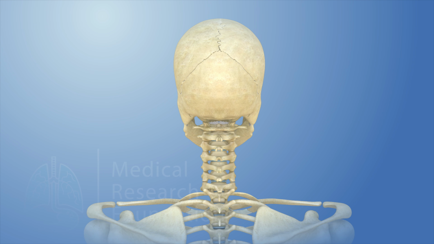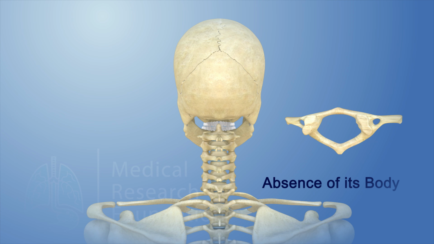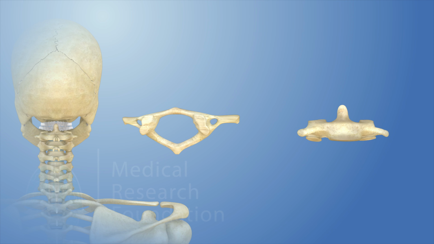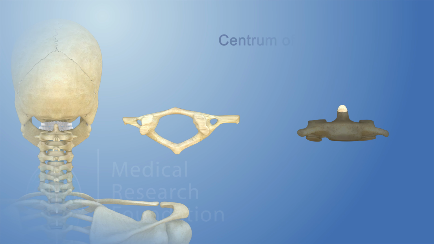The most important feature of atlas vertebra is the absence of its body. The body is absent because during development, the centrum of first cervical vertebra gets fused with the centrum of axis to form the dens. Thus, dens of axis vertebra represents the body of the atlas vertebra.